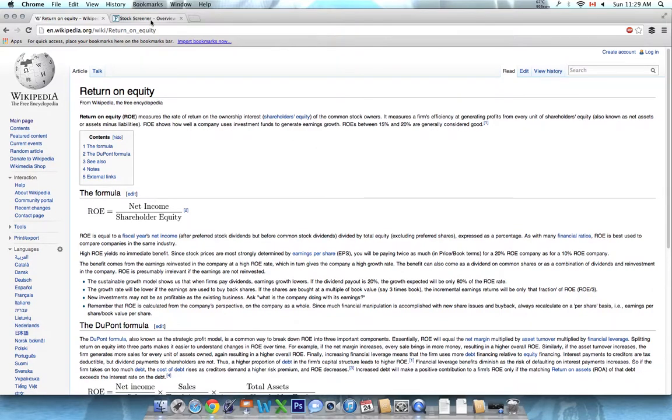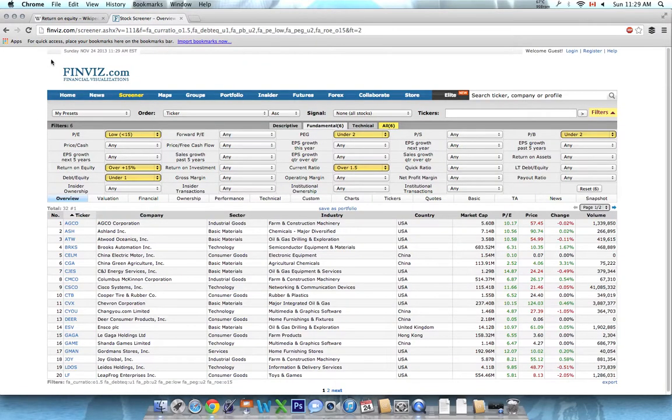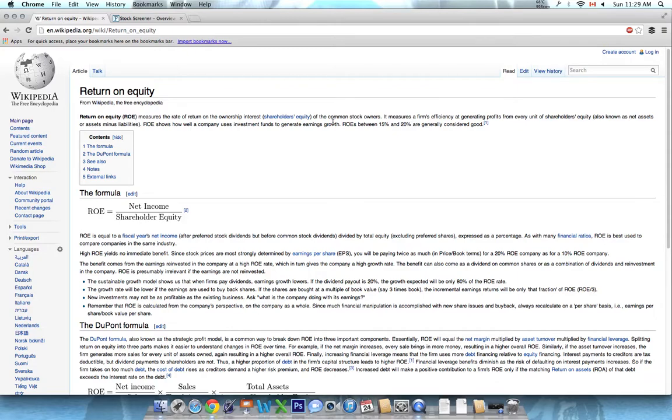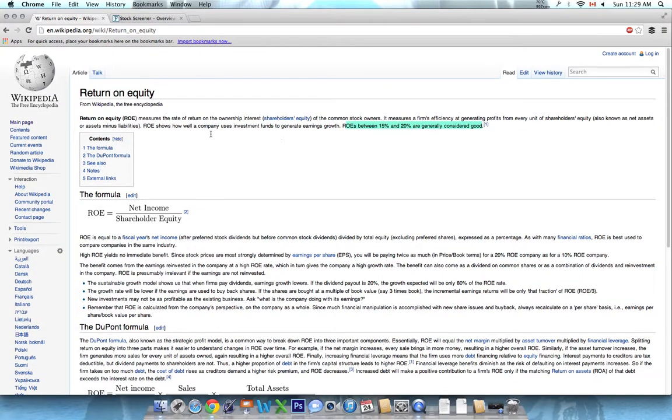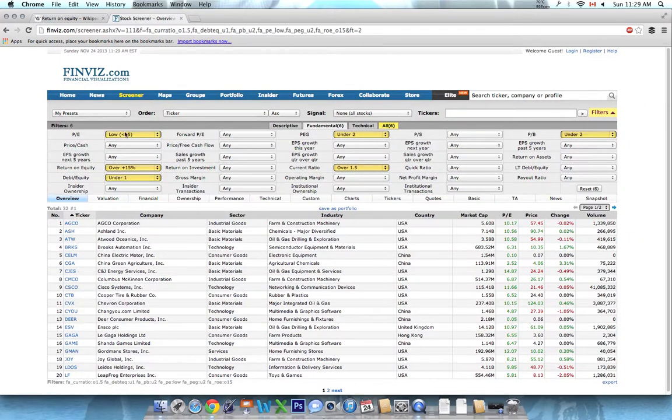Now, what does this mean? Well, I think we want to always be looking in terms of practical applications and how we can use ROE to find investing opportunities. If you go to finviz.com, click on the screener tab, and then go to the fundamental section, you can start to screen for return on equity. You'll notice in this Wikipedia article, they say ROEs between 15 and 20% are considered good. So that's something we can build into a stock screen.